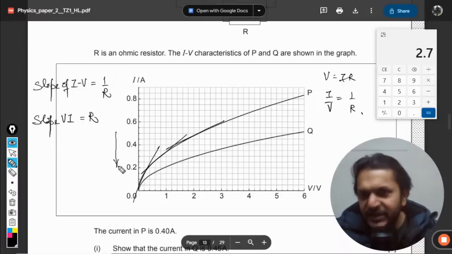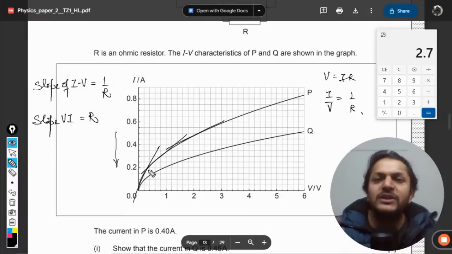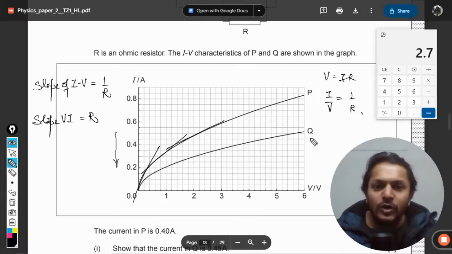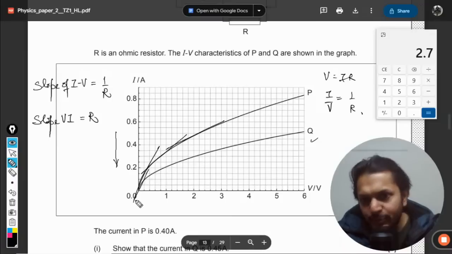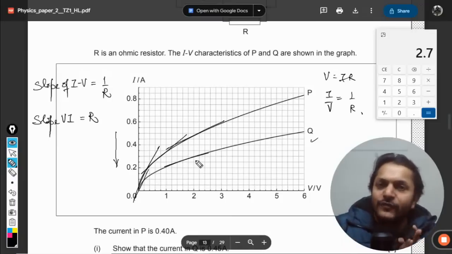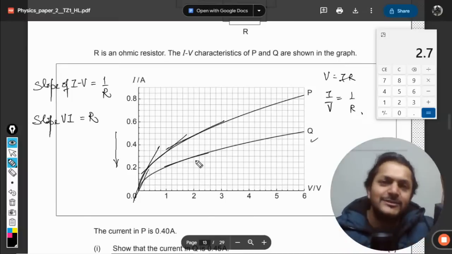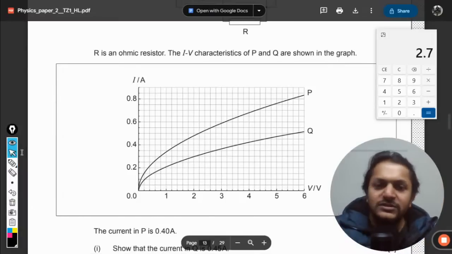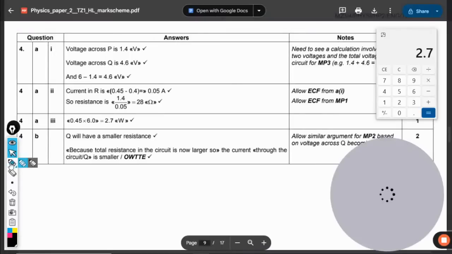So if the current is reducing, the slope is becoming bigger. It means the resistance will become lesser. So even for Q, the slope is becoming like this, isn't it? Like slope is increasing. So the resistance of Q is going to increase. So this is the explanation. Let us go and see what is given in the mark scheme.